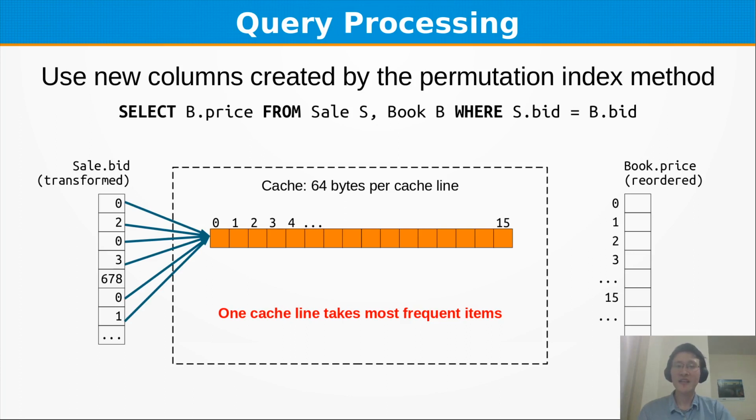After reordering the data, we have concentrated popular items in a dimension column, and now they are adjacent and share cache lines with other popular items. The diagram on this slide shows the same skewed data as before, but it's after the permutation index transformation. We can see that now a single cache line contains the most frequent items, and the cache utilization becomes much better.